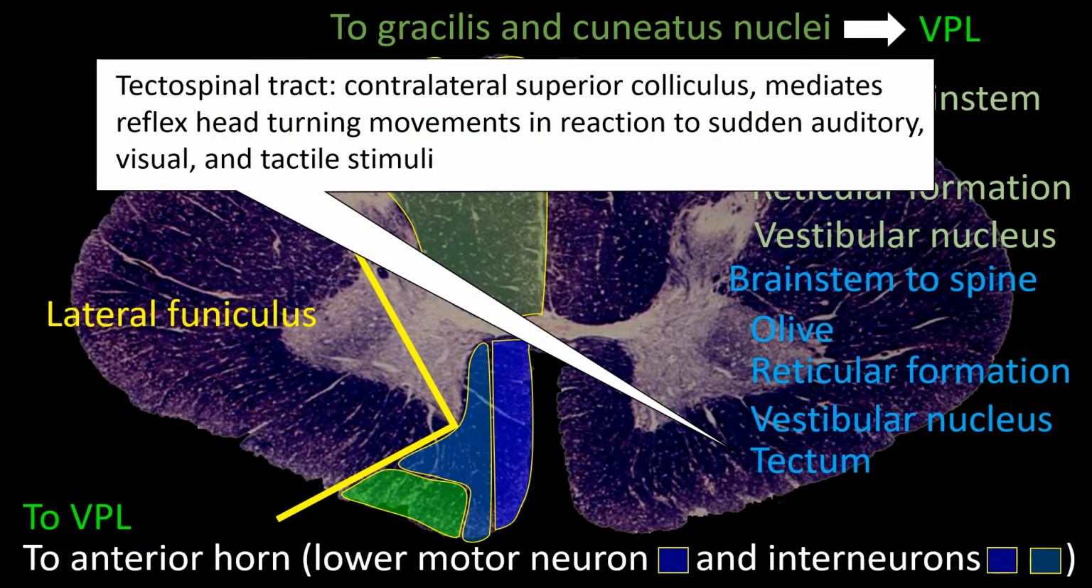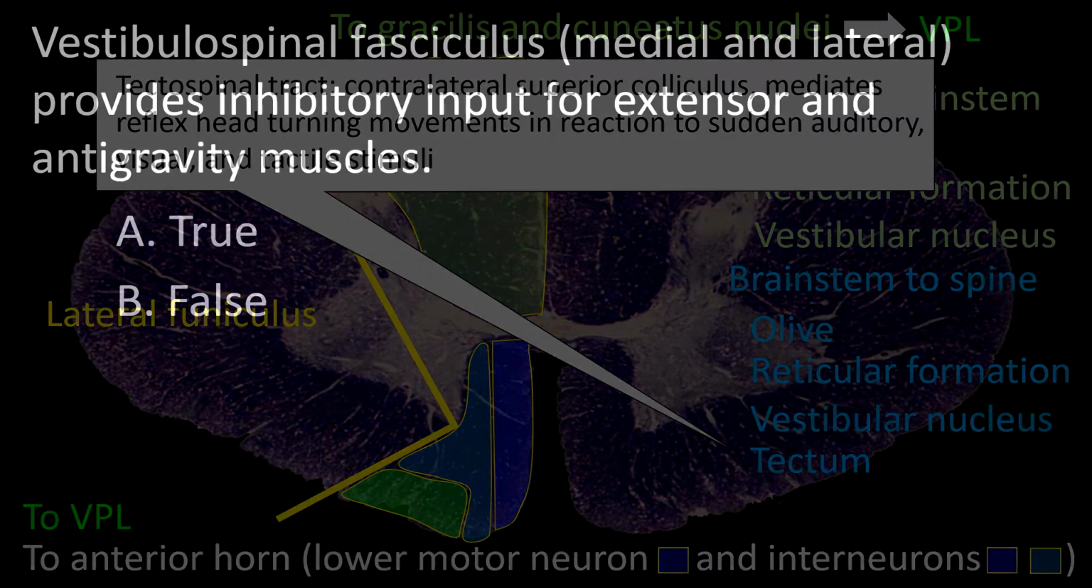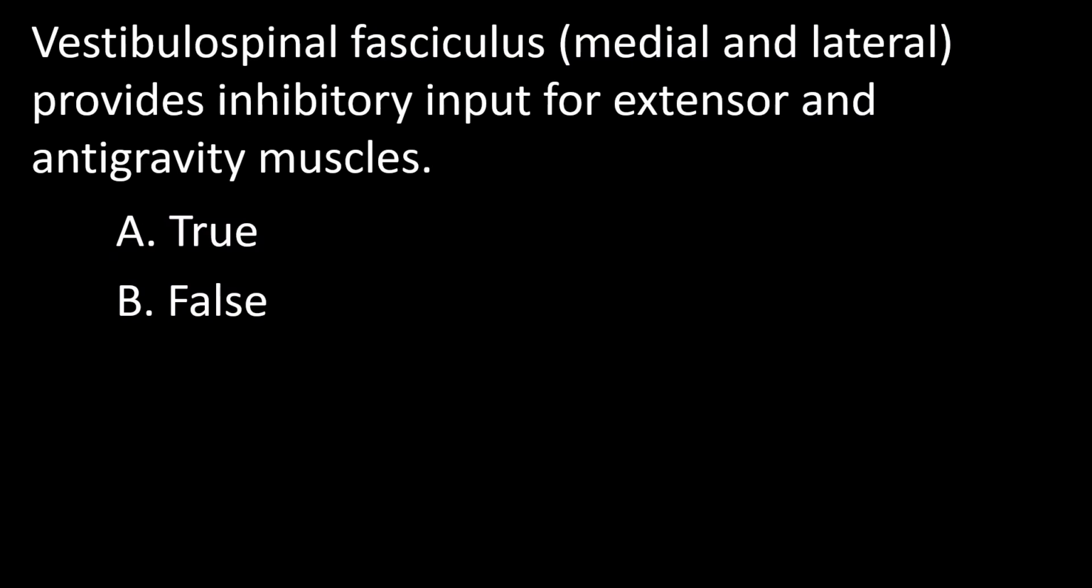And another tract comes from the tectum. The tectospinal tract arises from the contralateral superior colliculi, crossing in the brainstem and mediating head-turning movements in reaction to sudden auditory, motor, or tactile stimulation, as well as vision stimulation. The answer to this question is B.